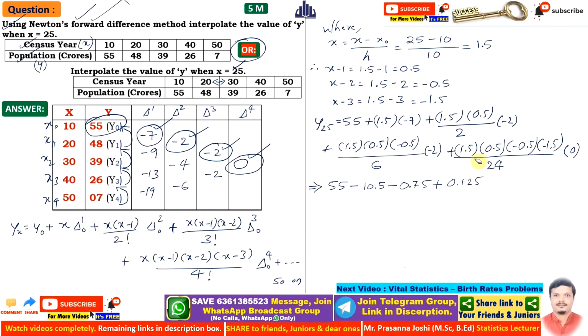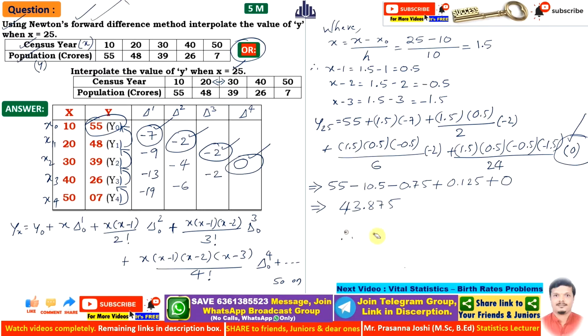0.125. And then this entire term, whatever may be the value, it is to be multiplied to this 0, correct? Anything which is multiplied to 0 will become 0. So plus 0. We need not multiply or divide anything here, because it's being multiplied by 0. Whatever value we come across here, when it is multiplied by 0, it becomes 0. So that implies 55 minus 10.5 minus 0.75 plus 0.125 has to be performed. That becomes 43.875.